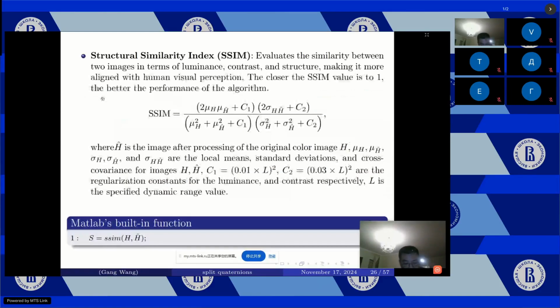H-hat. The second is the structural similarity index, SSIM, which evaluates the similarity between two images in terms of luminance, contrast, and structure, aligning more closely with human visual perception. An SSIM value closer to 1 indicates better algorithm performance. MATLAB also provides a built-in function for directly calculating SSIM between images.